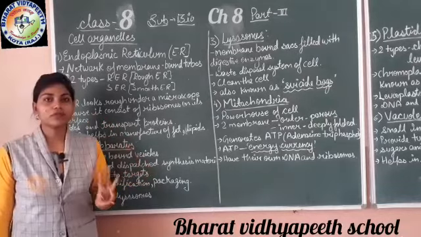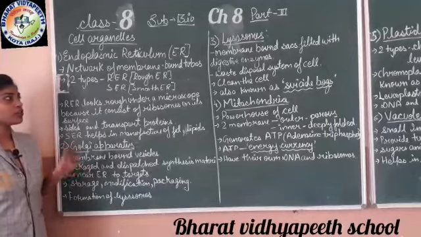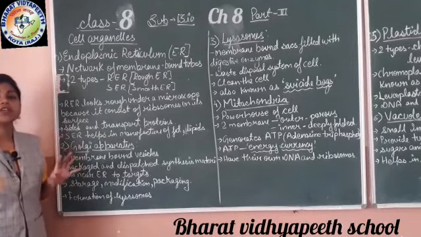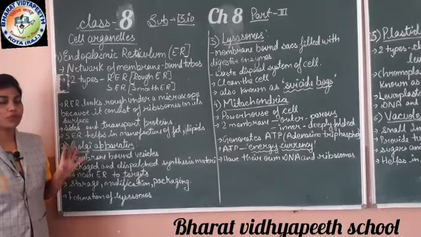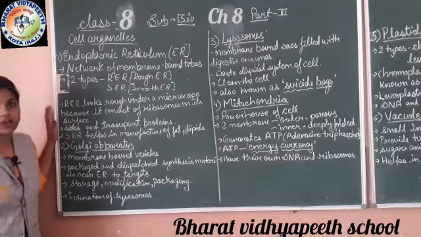Cell is mainly made up of three things: cell membrane, nucleus, and cytoplasm. Now we are going to study about the cell organelles which are present in the cytoplasm part of the cell. Here is where cell organelles are present.